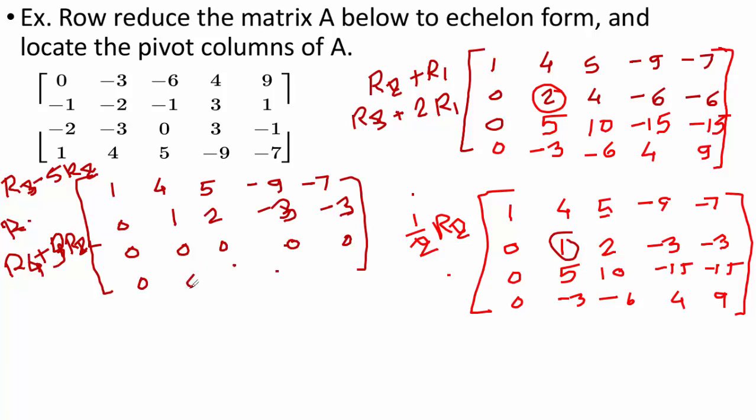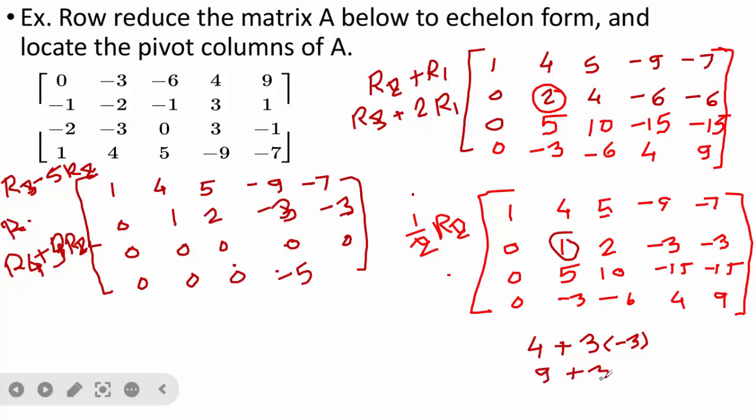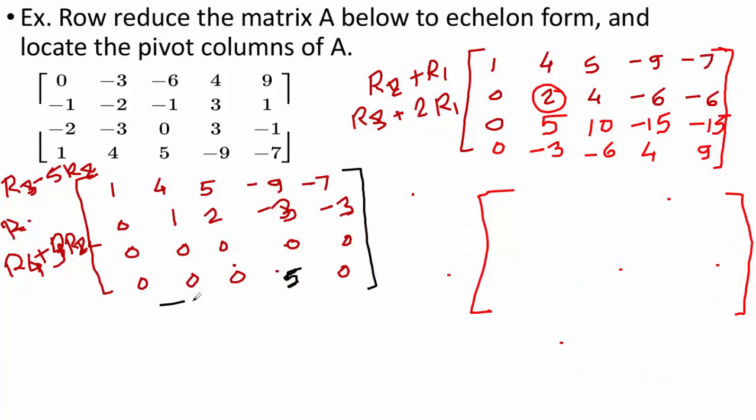-3 plus 3 times 1, 0. -6 plus 3 times 2, 0. 4 plus 3 times minus 3, that becomes 4 minus 9, which is equal to minus 5. And 9 plus 3 times minus 3, that is again 9 minus 9, 0. This is a non-zero row and this is a zero row.